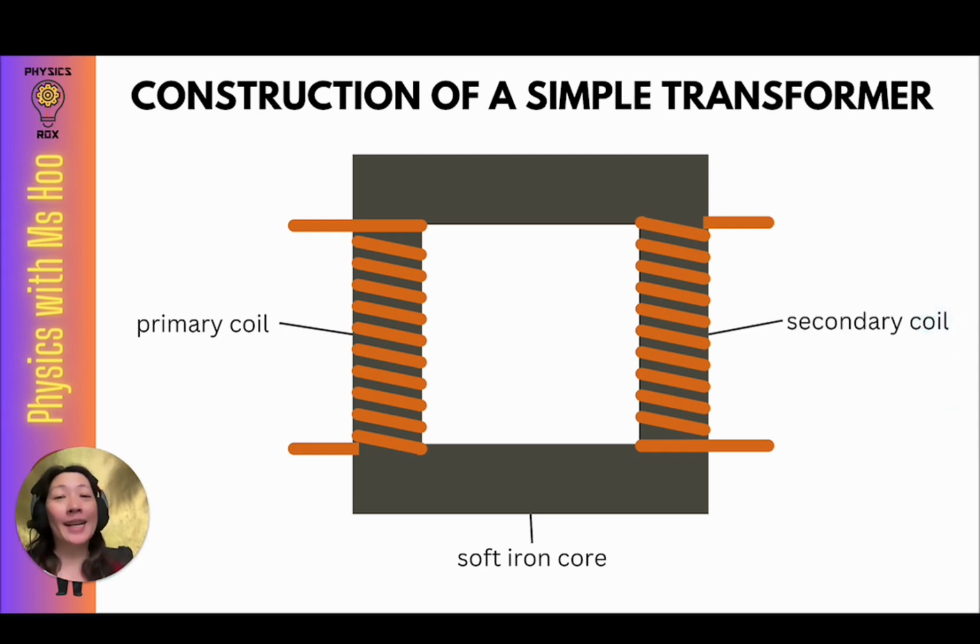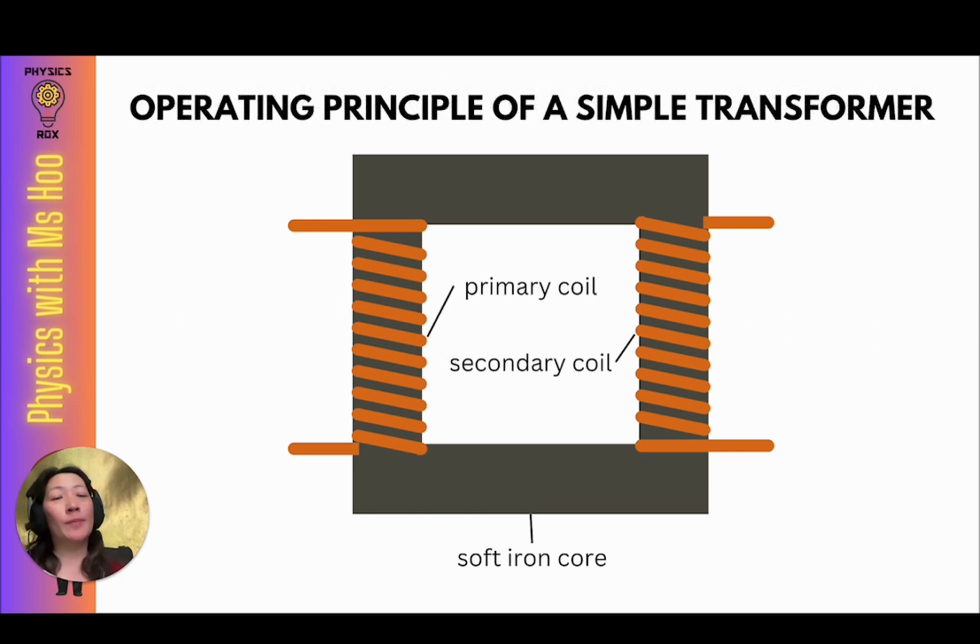Now, let's take a look at the operating principle of the simple transformer. How is a transformer that is constructed like this able to change the voltage, and why does it only work with alternating current? Well, first of all, we need to know where the circuits are. The primary coil is connected to the input circuit. The input circuit is where we will connect the alternating current power supply, which we want to change the voltage of.